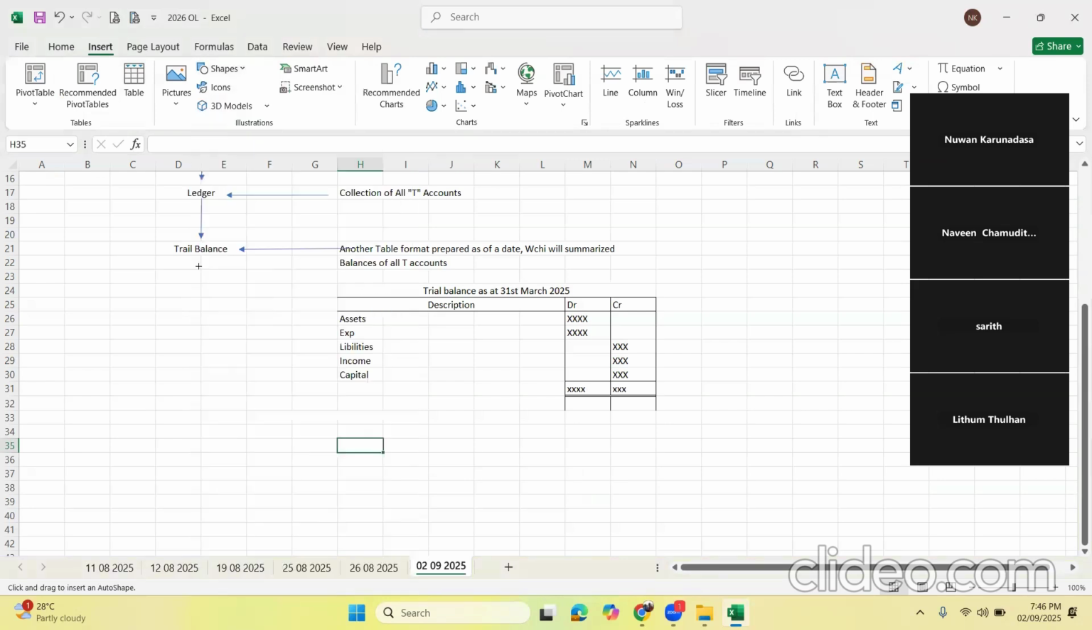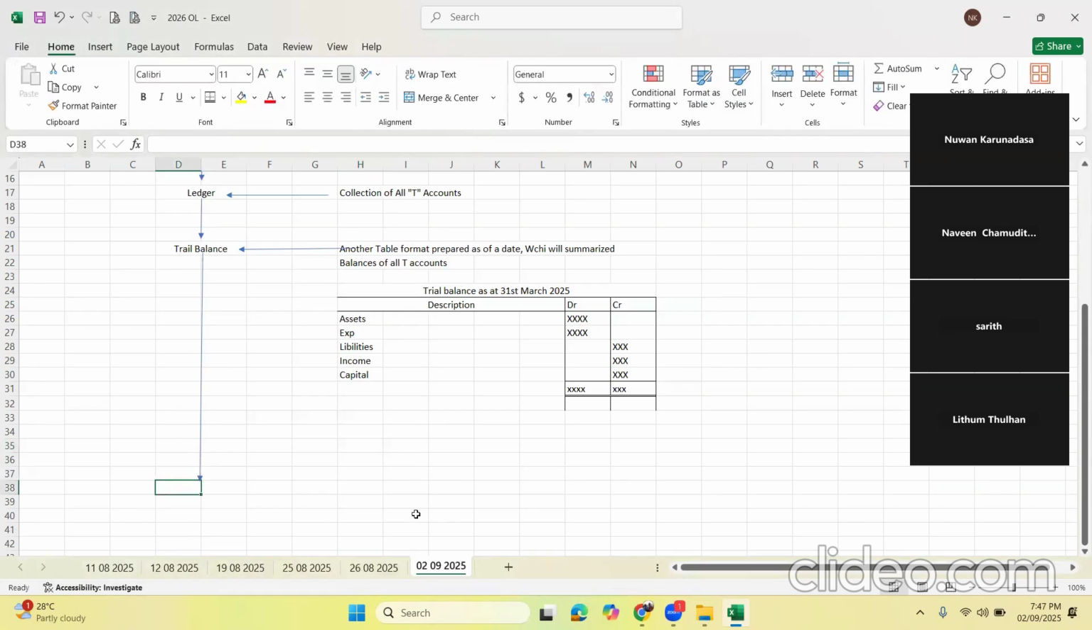Today's chapter: once you prepare the trial balance, then you can prepare financial statements. This has two parts. One is the income statement. The other one is the statement of financial position. Right, these two are very important. What are the financial statements?